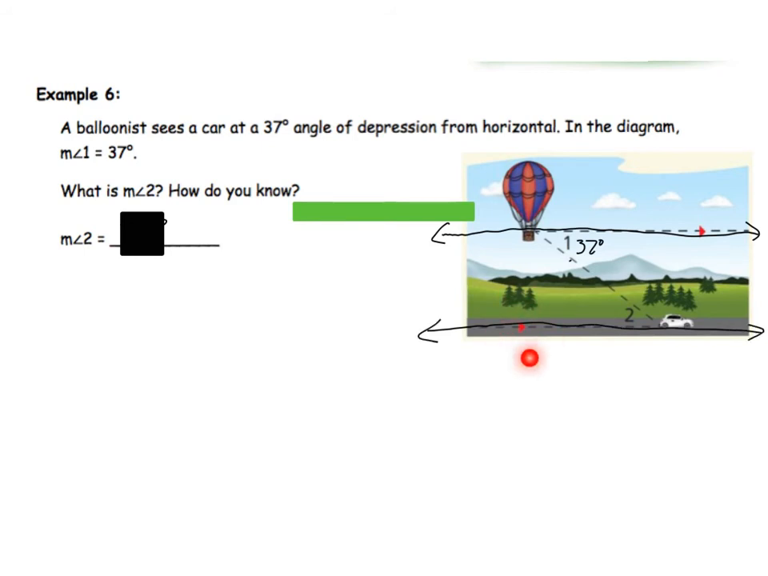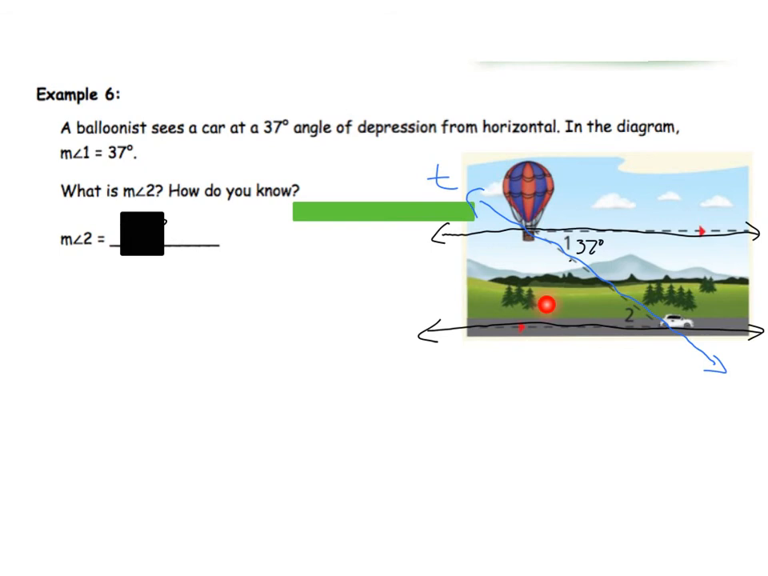And I do note that I have this symbol here, which tells me that these two lines are parallel. So we have our parallel lines. And I also know that there's a line from the hot air balloon to the vehicle, and that would create our transversal. So what relationship then do these two angles have?